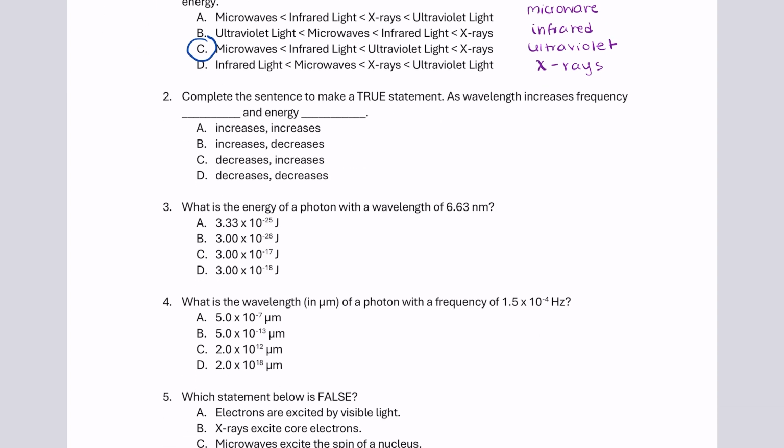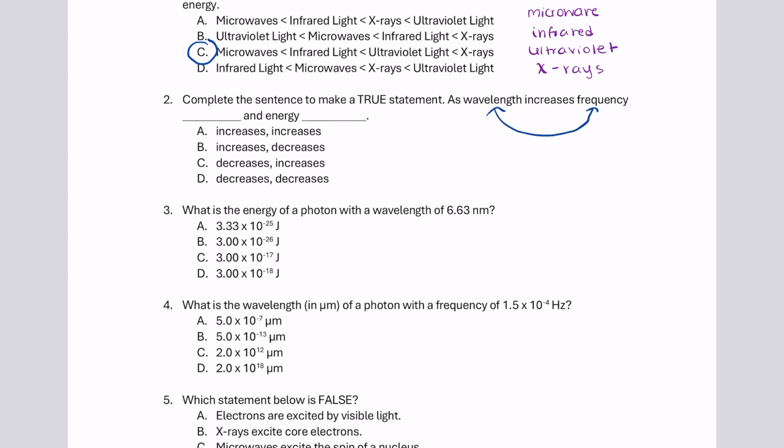Problem 2 says, complete the sentence to make a true statement. As wavelength increases, frequency blank, and energy blank. We just talked about how wavelength and frequency are inversely proportional. So as wavelength increases, frequency is going to decrease. So in this first blank, we're going to put decreases.